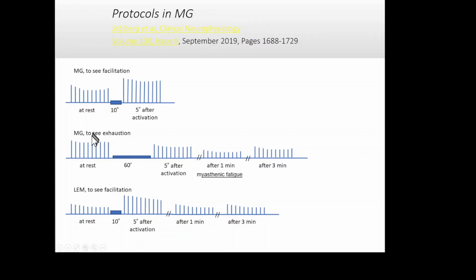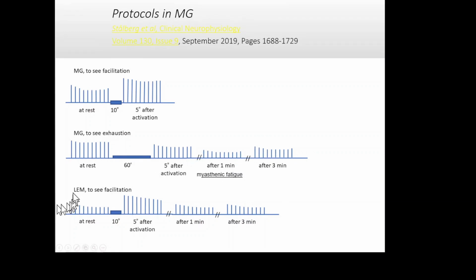But the more important part of the protocol is when we have a long-term activation, more than 30 seconds, for example 60 seconds. And here we have the initial decrement at rest, and then activation, and then we see maybe a lower amplitude because we miss the facilitation here. So we have a lower amplitude and more pronounced decrement. Most pronounced after a minute or so, and then recovery after 3 minutes.